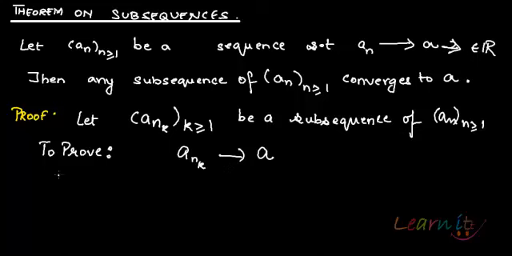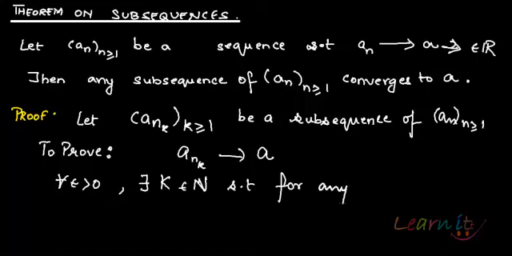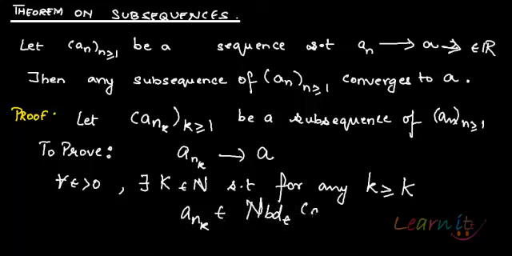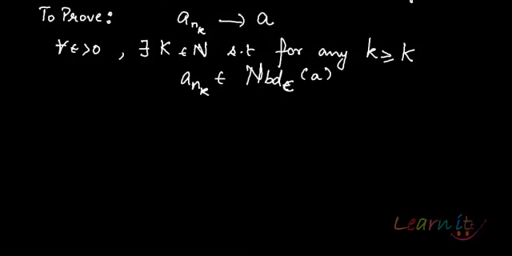So we need to prove that for any epsilon greater than 0, there exists some natural number capital K such that for any small k greater than or equal to this benchmark K, your element a_{n_k} belongs to the epsilon neighborhood of a. So that's what we have to prove.